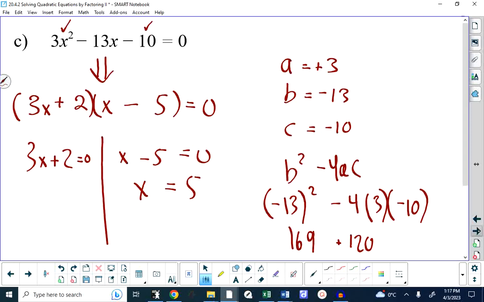Okay. Showing all the steps, though, we get this. I would say I don't really care if you decide not to write this step. I don't care. I'd rather see the equation and then the answer than seeing this middle step.